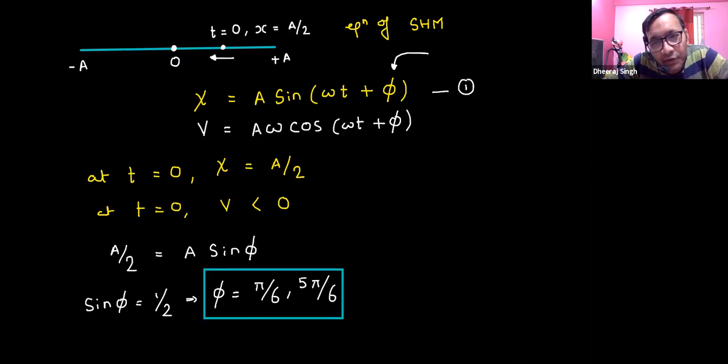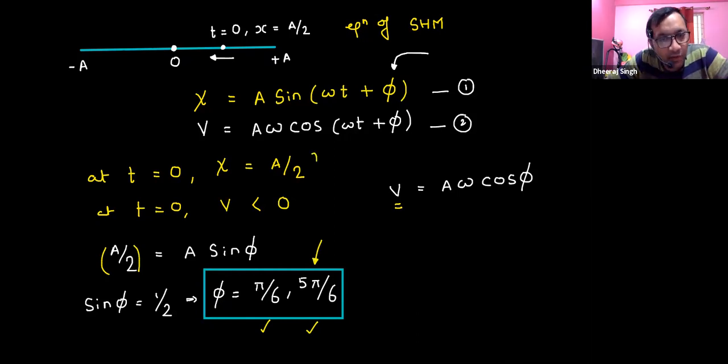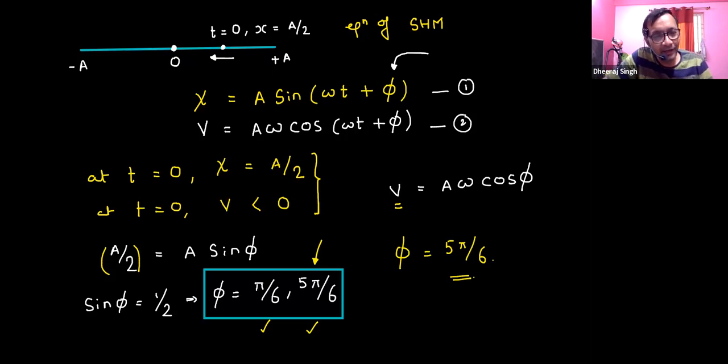Then at t equal to 0, if I write equation number 2, velocity is a omega cos of phi. Now I have two options, this and that. For x equal to a by 2, which one will give me negative velocity? 5 pi by 6 will give me negative. So the answer which satisfies both the conditions is phi equal to 5 pi by 6. I think you will be more in control if you use this method. Although little lengthy, but you are in more control. Getting it? Is everyone clear about this question?